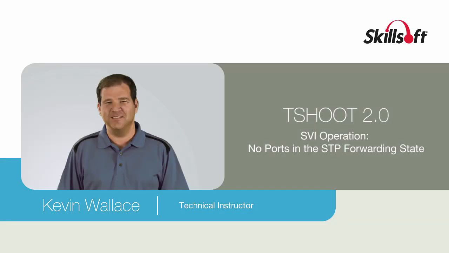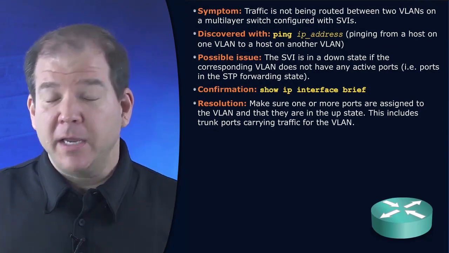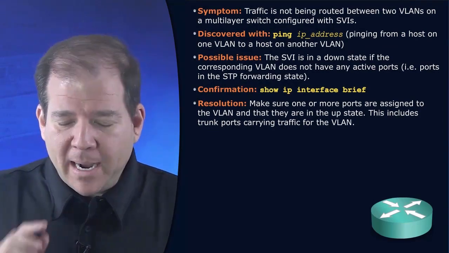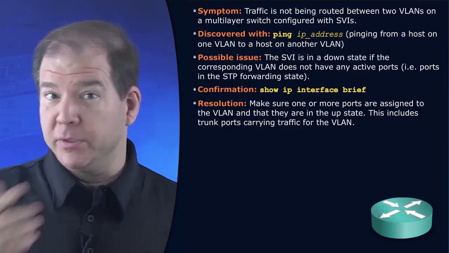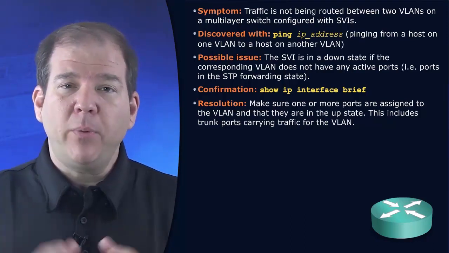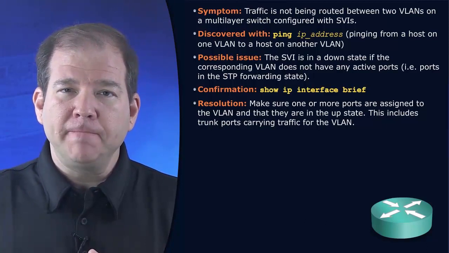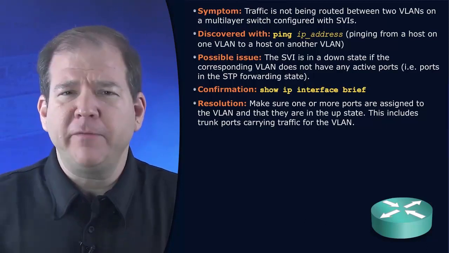Yet another reason that we're not able to route traffic between a couple of VLANs on a switch configured with SVIs might be because we don't have any ports in that VLAN represented by the SVI. We don't have any ports that are in the forwarding state.